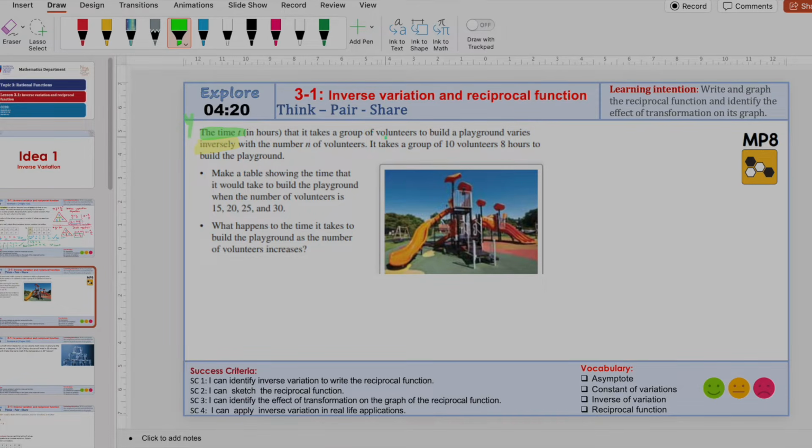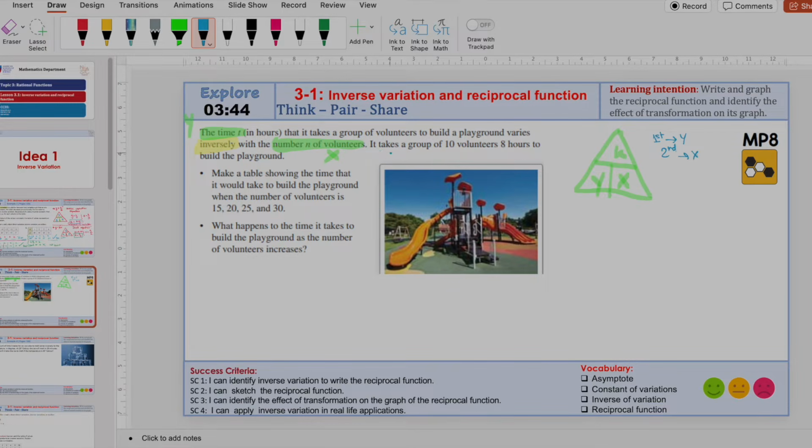The time it takes a group of volunteers to build a playground varies inversely. So I know it's an inverse relationship, and directly I know my triangle would look like this. The k goes on top, and x and y go here. It varies inversely with the number of volunteers. The number of volunteers is your x because it's the second variable. So the first variable is the y, the second variable is the x, and they have to mention if it's inverse or not.